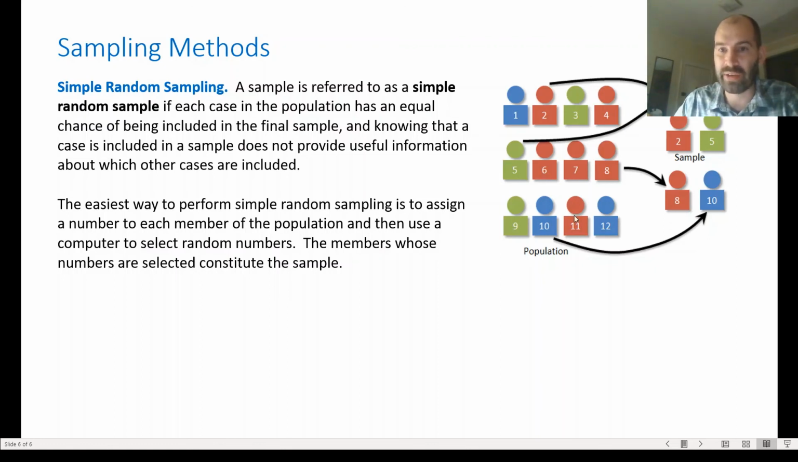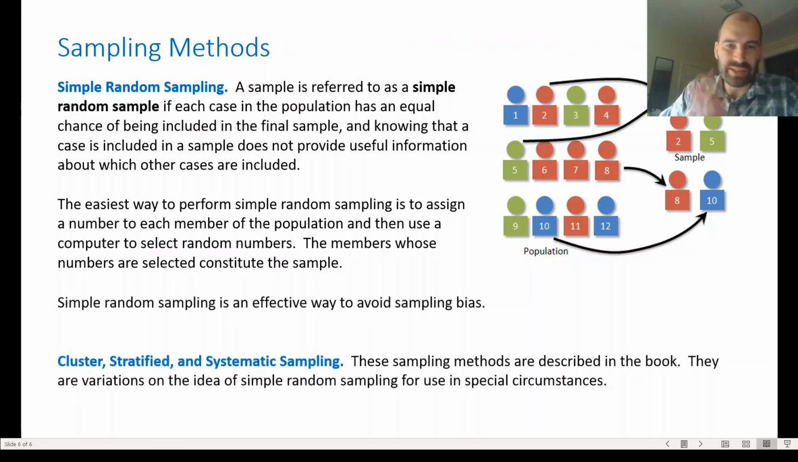And you can see the little diagram here. We had our population, we numbered them from 1 to 12, and the computer picked numbers 2, 5, 8, and 10. All right, so we have a simple random sample. Now, is it guaranteed that every simple random sample is going to be representative? No. You could just by chance end up with all red individuals here in the sample. But that's a sampling error, not a sampling bias, because that systematically will not happen, right? Simple random sampling is an effective way to avoid sampling bias.